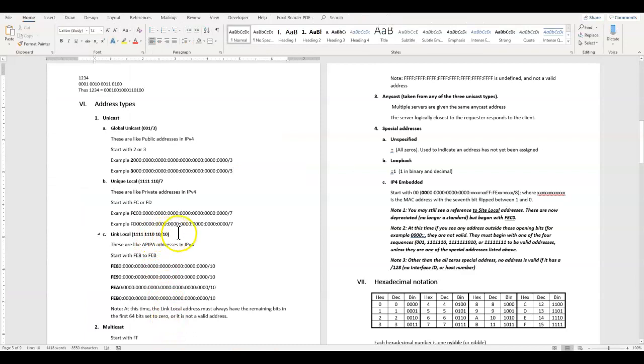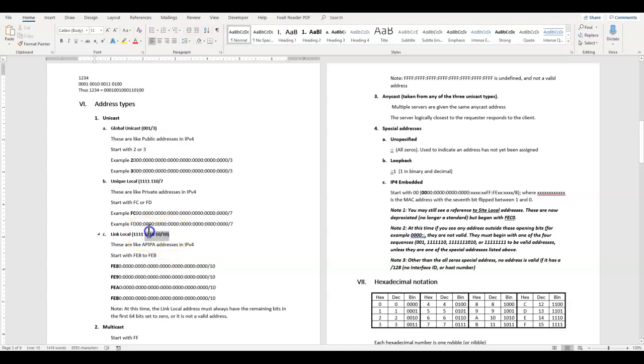Next we have link local addresses. These are very much like APIPA addresses. Remember the 169.254? That's an address that you get if you cannot contact a DHCP server, so your computer has to assign itself an address. And it gives it a 169.254 address in order to make it compatible with other PCs that might be on the local network, so that it has some sort of connectivity locally. Well, these are also self-addressing, and they are always going to start with an FE8 to an FEB somewhere in there.